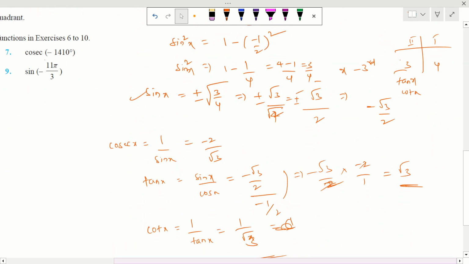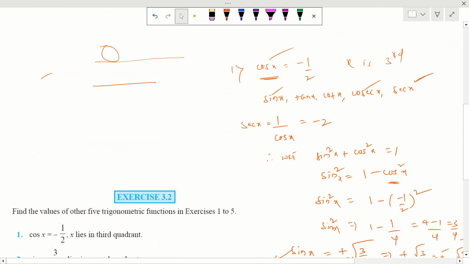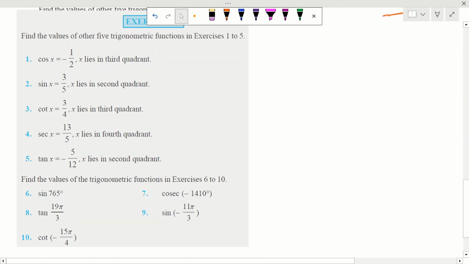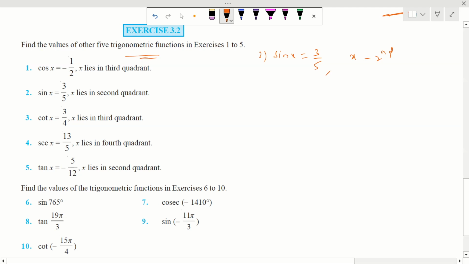Now we see the second one. The second one is sin x is equal to 3 by 5, and x is in the second quadrant. I will go fast because these are similar problems. So five other trigonometric ratios we need to find.